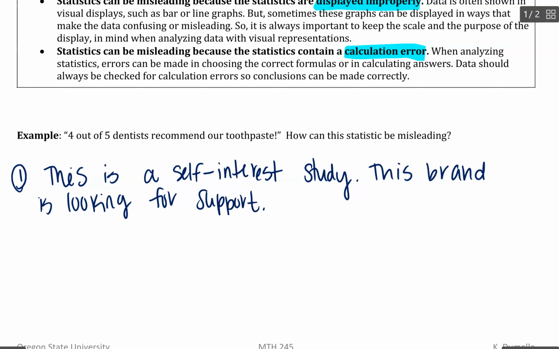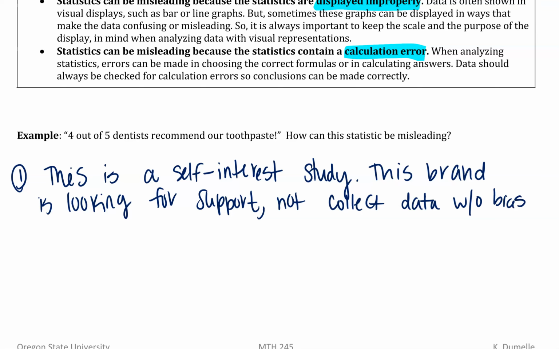This could come in the form of question bias, where they only ask, do you recommend our toothpaste, yes or no? So they're not really collecting information as a whole without bias. They're looking specifically for support for their toothpaste, not collecting data without bias. They're doing that for the specific interest of backing up their toothpaste.